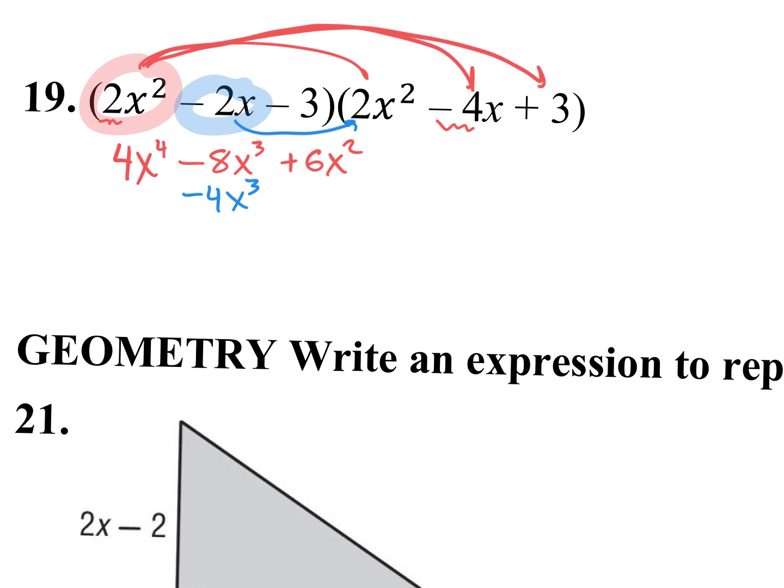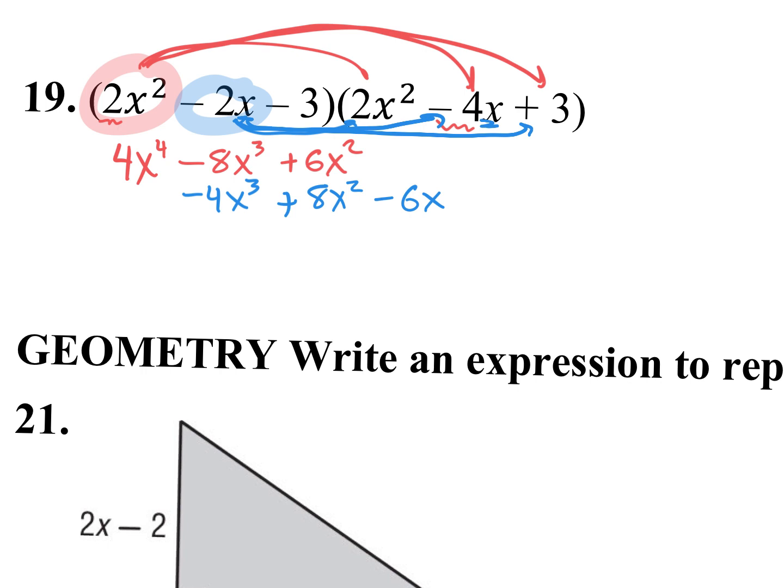Let me distribute negative 2x times negative 4x. Negative times negative is a positive. 2 times 4 is 8, positive 8, and x times x is x squared, so positive 8x squared. And notice that I wrote it right below the other x squared because I know I have to combine those anyway. And then over here, negative 2x times 3, that's going to be a negative 6x, and there are no other x's, so I just write it right there.